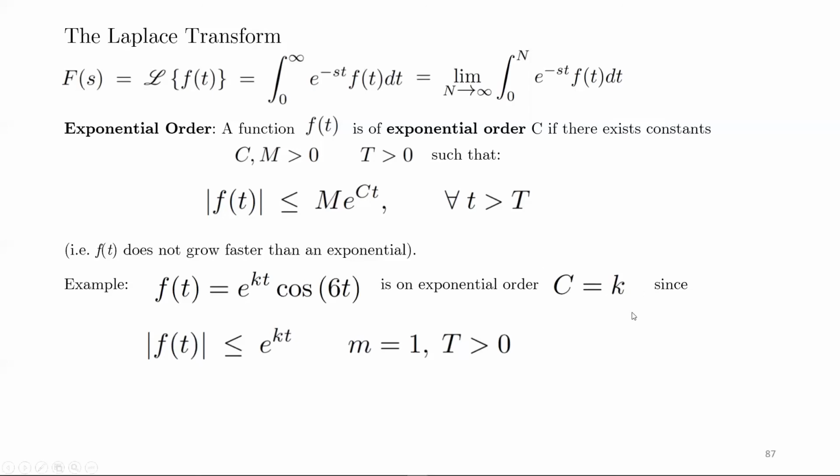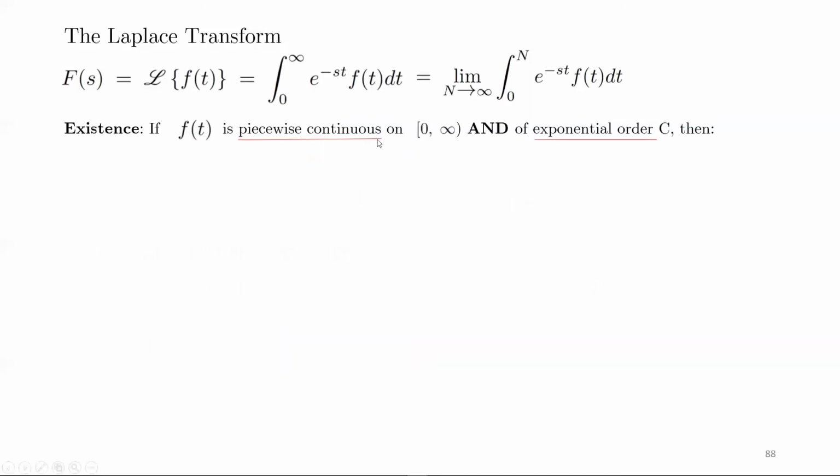So it turns out that if a function is piecewise continuous on the domain 0 to infinity and of exponential order c, then the Laplace transform of this function exists for s greater than c. So if you throw a function at me and ask, does it have a Laplace transform? I've got to check that it's piecewise continuous first, and that it's of exponential order. Those are the things that need to be satisfied for a function to have a Laplace transform.